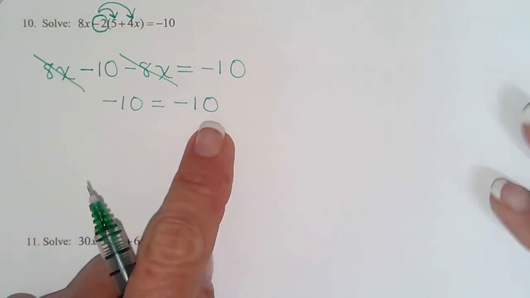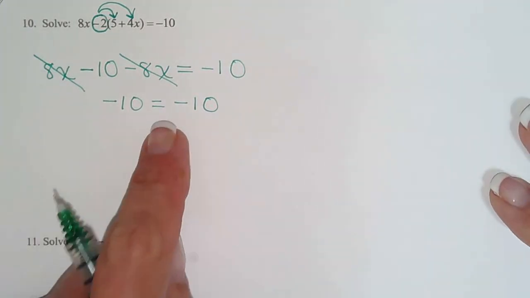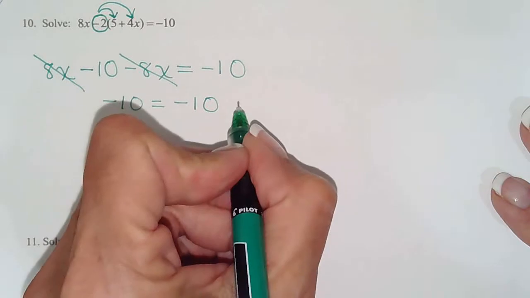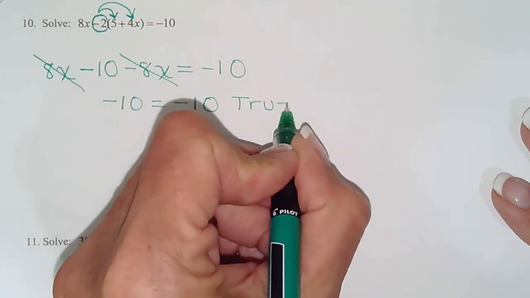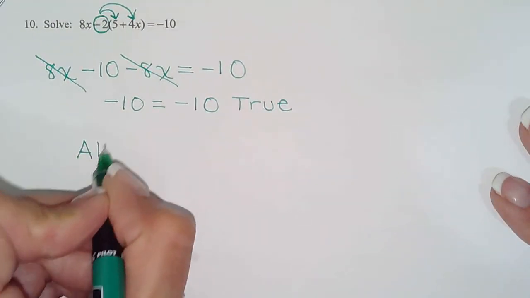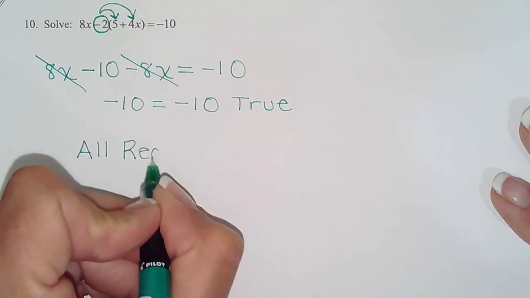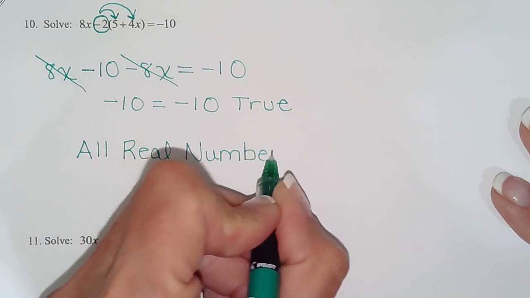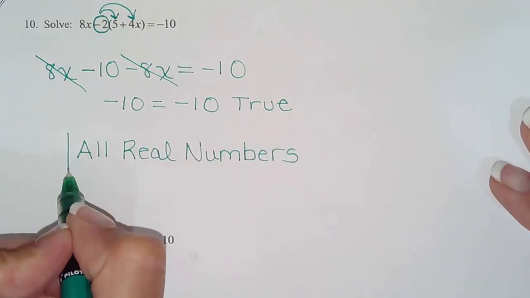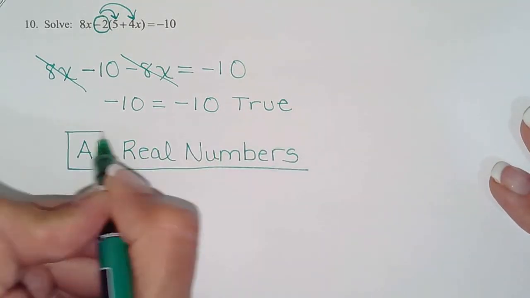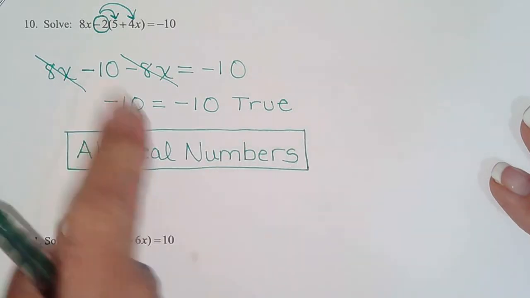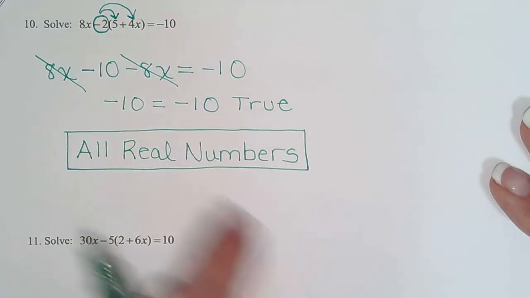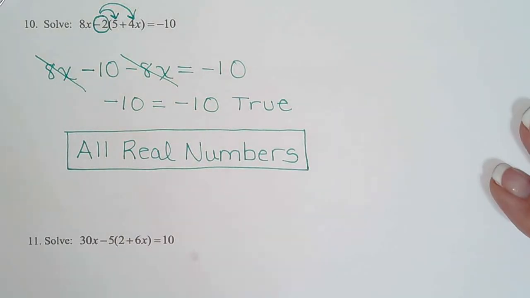So if it's always true, negative 10 is always equal to negative 10, then we write all real numbers. So don't just jump and write no solution every time your x's cancel. Half the time it's going to be all real numbers, half the time it's going to be no solution. When this is false, no solution. When it's true, all real numbers. And remember, 8x minus 8x is 0. Don't write 0x, it's just 0.